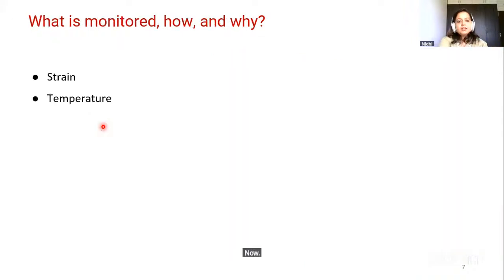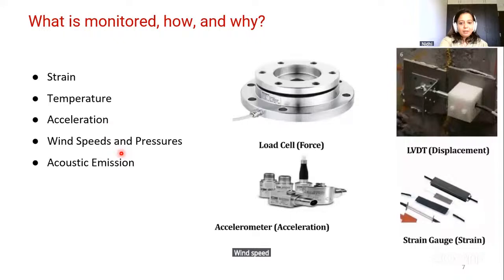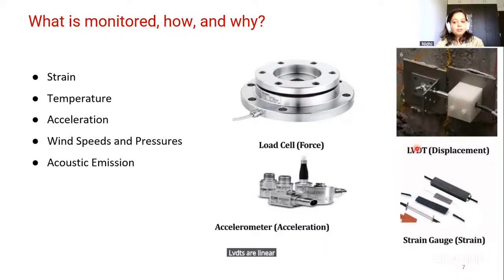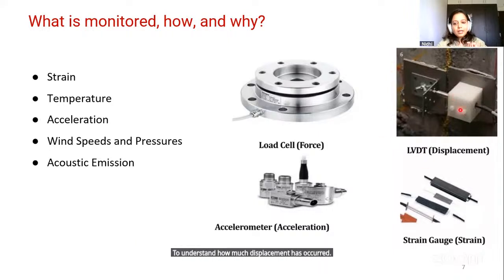Now, continuing, we discussed that we can monitor strain, temperature, acceleration, wind speed, pressure, and acoustic emissions. These are the equipment which can be used to measure these things. For example, the load cell is to measure forces. It can even be used in our laboratory to measure the forces acting on structures, or for some experimental investigation. LVDTs are linear variable differential transducers, which are kept in a structure or an element to understand how much displacement has occurred.